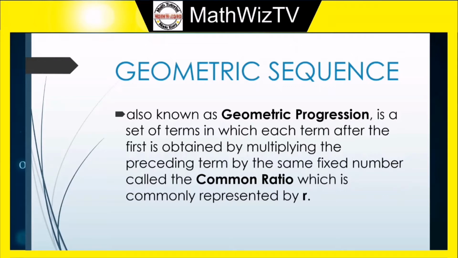So, based on our definition, R is our common ratio. So, for us to get R, we need to get the second term and the first term. So what we will do is just to divide a sub 2 divided by a sub 1 to get the common ratio or R.